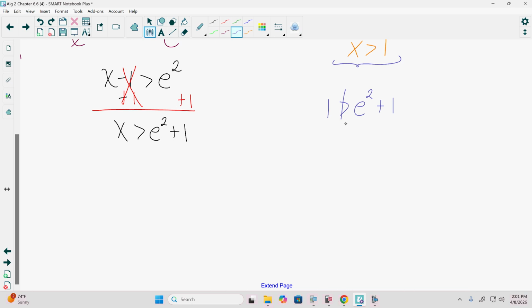So 1 is not bigger than this amount. So would any of our restrictions be included in this solution set? No. Since x greater than e squared plus 1 does not include any of our restrictions, we do not have to add the restrictions back in. There's nothing to remove. So it's just telling us that x is greater than e squared plus 1. That's it. Questions on any of this here? Questions on anything we've done so far?